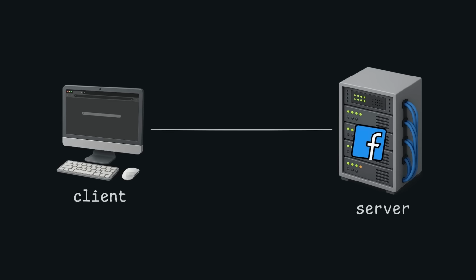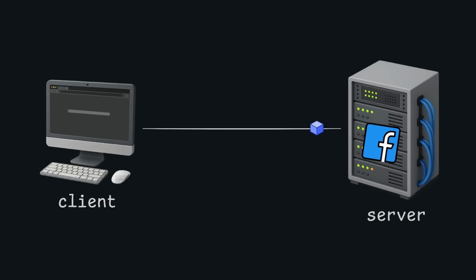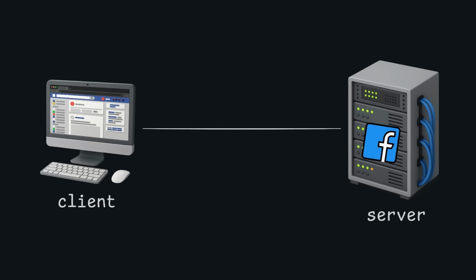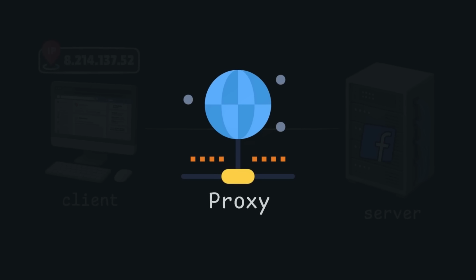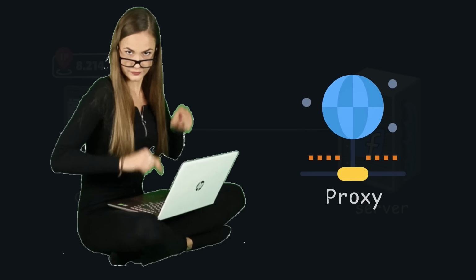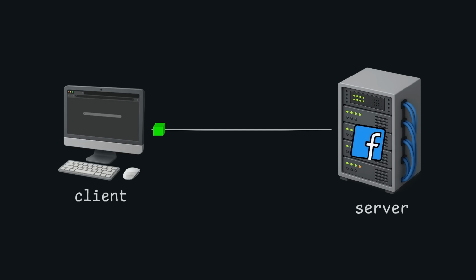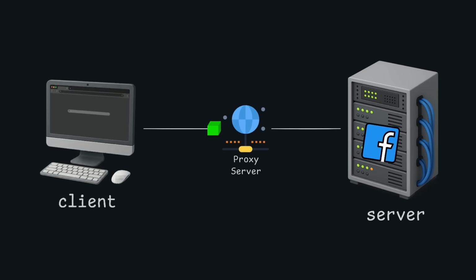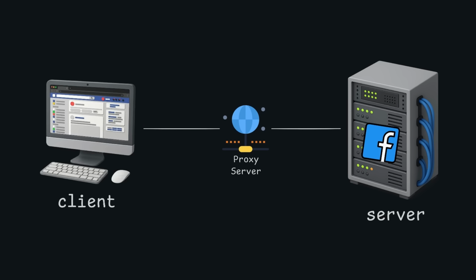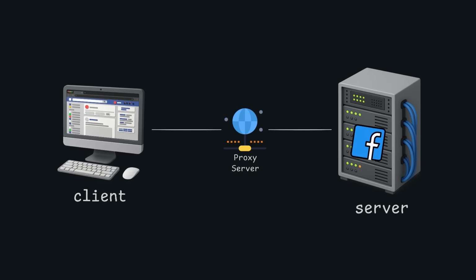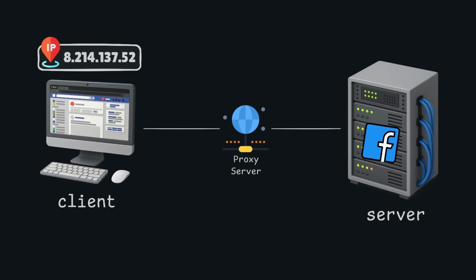Normally, when you visit a website, your computer connects directly to that server, and that server can clearly see your IP address. Think of it as your home address in the digital world. A proxy changes that. Think of a proxy as a personal assistant. Instead of going to the website yourself, you tell the proxy, "Go fetch this page for me." The proxy visits the site, grabs the content, and hands it back to you. As far as the website is concerned, the visitor was the proxy, not you. Your real IP address stays hidden.